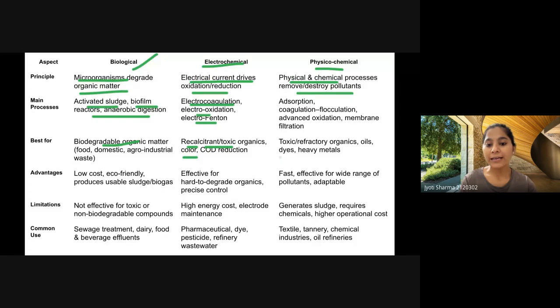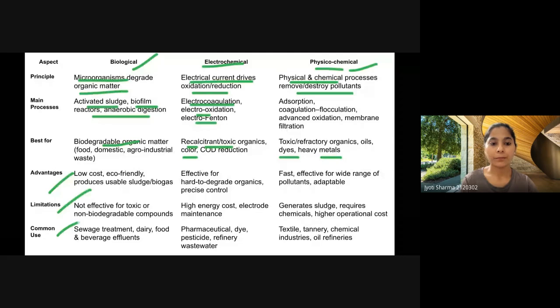If you have dyes or heavy metals within that wastewater, that means the most appropriate method to remove organic matter will be physiochemical. And we do have different advantages, limitations, and common uses that you can read later. Just here, just understand the difference between these three.